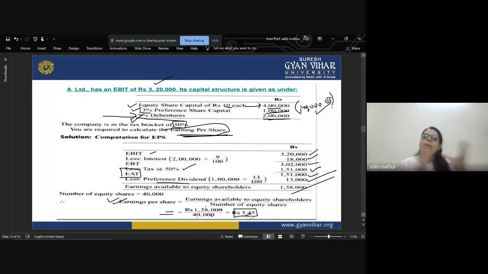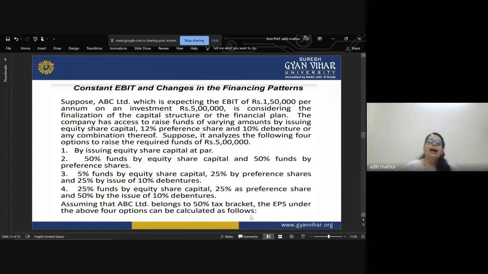And the EPS formula is earning available for the equity shareholders divided by number of shares. Then you get your EPS. Right? So it should be on your tips, because the question will be very simple. Everything will be given to you in the question itself. It is just to draft this schedule, come up with the answer, and then use the formula and calculate your EPS.